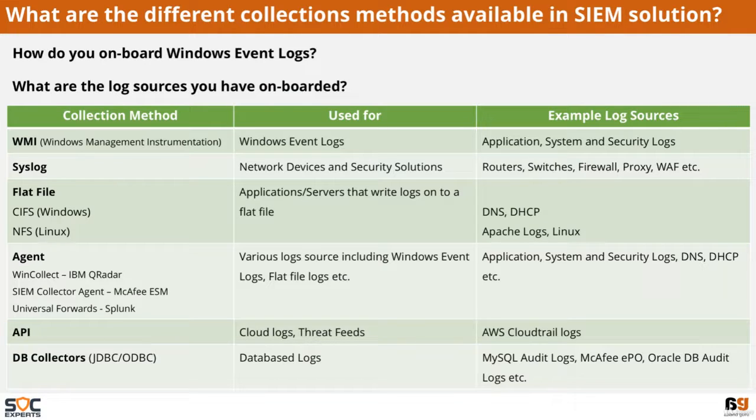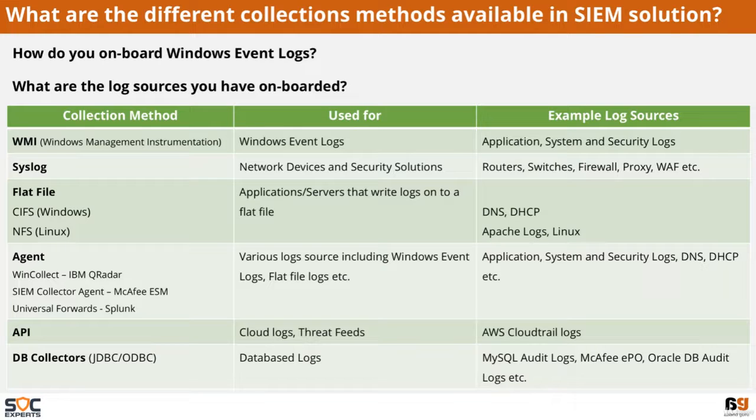Flat file collection method. Applications and servers that write logs onto a flat file can be collected using the flat file collection method. For Windows, it is CIFS. For Linux, it is NFS. Examples of Windows flat file collection log sources include DNS and DHCP. For NFS, we have Apache logs and Linux logs.